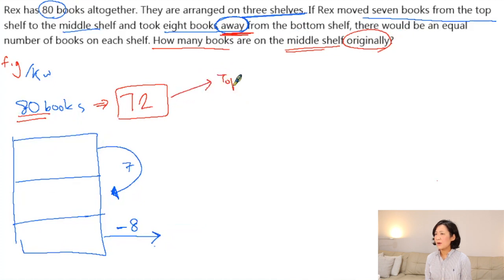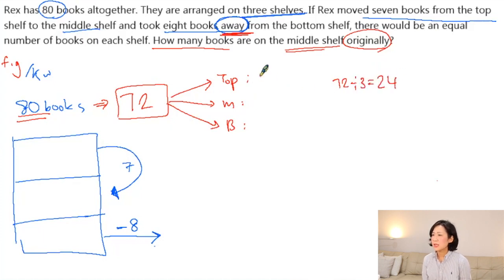Now our final keyword is: finally, the number of books on the top, middle, and bottom shelves are all the same number. You need to divide 72 by 3. That gives you 24. So at the end, 24 books on the top, 24 books on the middle, and 24 books on the bottom.